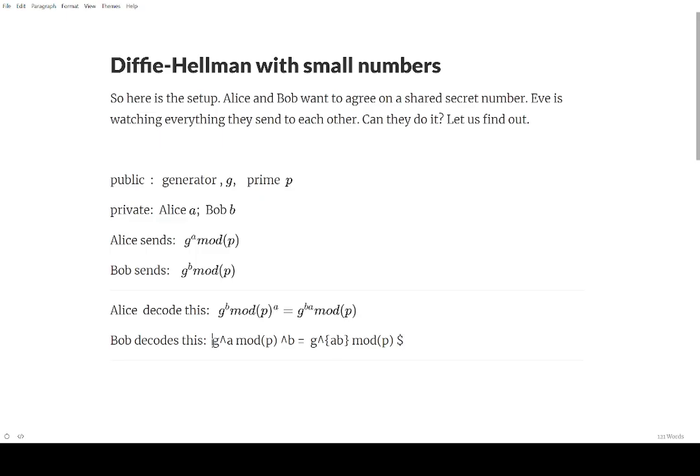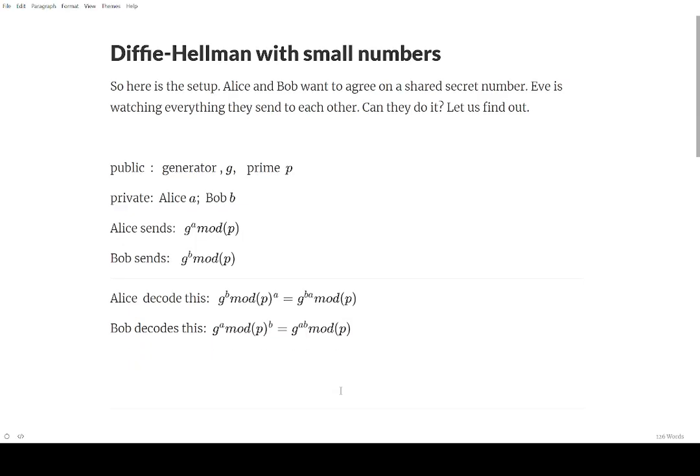Okay, so there we go. So one of them's G to the BA mod P and one of them's G to the AB mod P. Those are the same, so they get the same number in the end. So that's the way it works. So they've got the same number, that's the key.